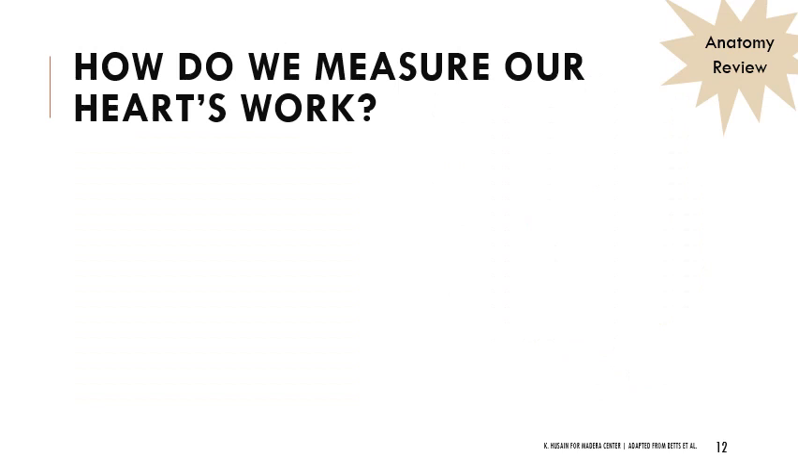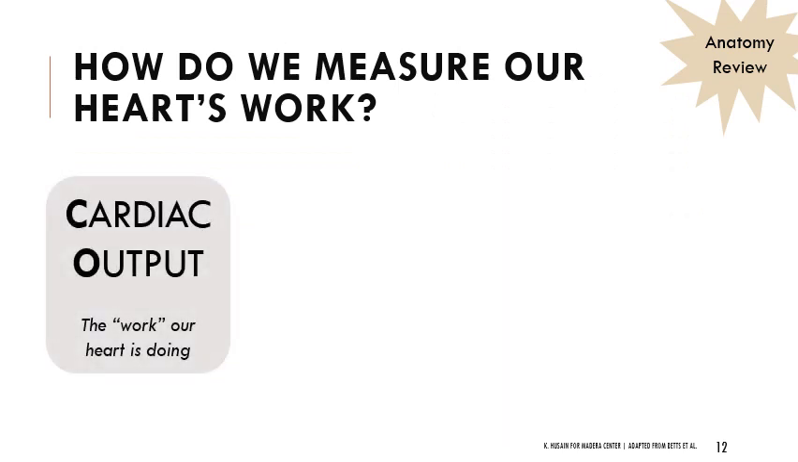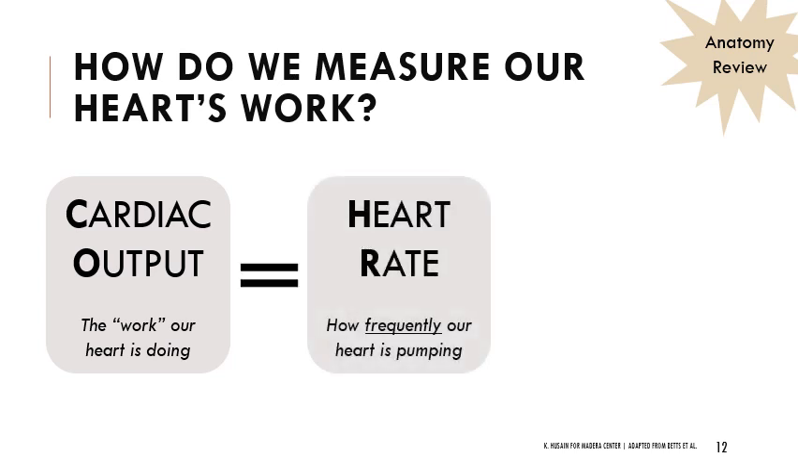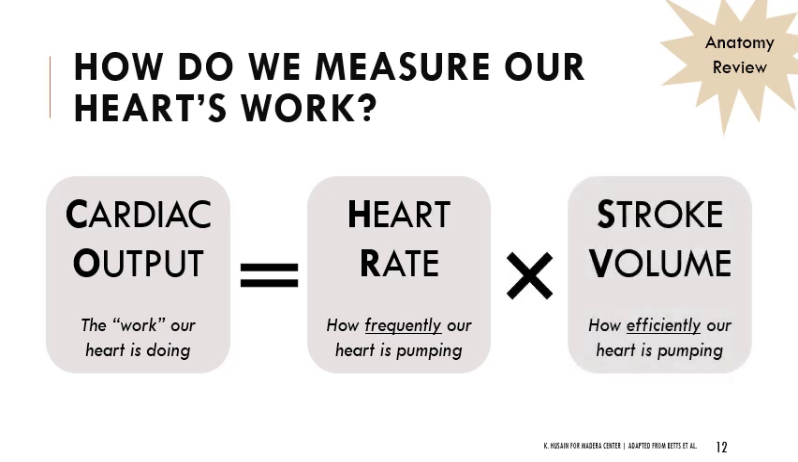Remember that we measure our heart's work using cardiac output, or CO. We calculate that by multiplying our heart rate or our pulse in beats per minute, which is how frequently our heart is pumping, by our stroke volume, which is how efficiently our heart is pumping. So when you see the formula CO equals HR times SV, this is what that's referring to. I'm going to come back to this slide a lot throughout this lecture.